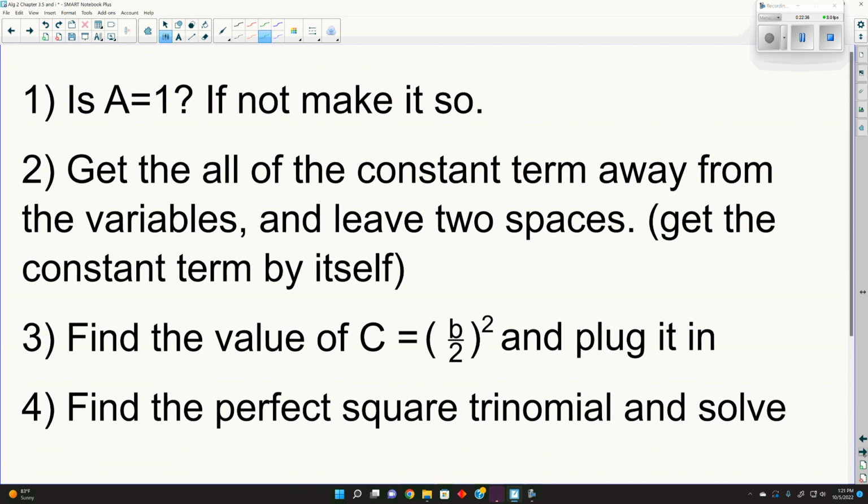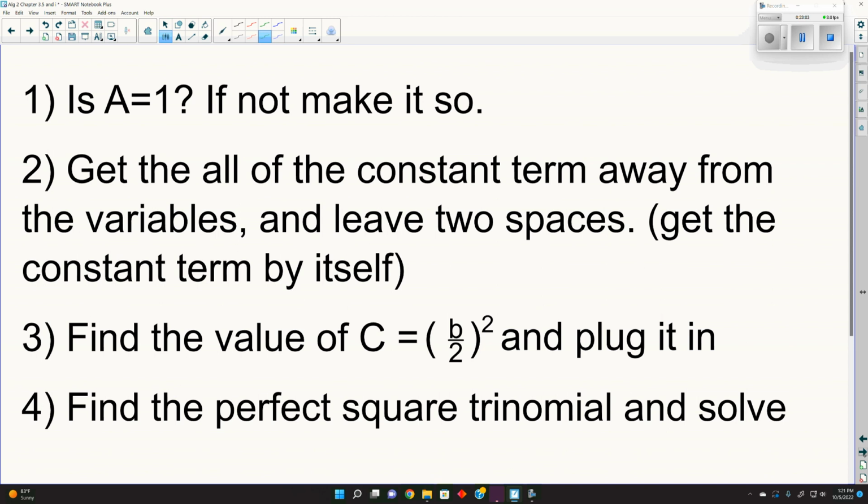Now, let's see here. Okay. These here are the main steps in solving an equation by completing the square. The first step is a equal to 1. If not, we're going to make it so. So if it was 2x squared, we have to divide everything by 2. Get all the constant terms away from the variables and leave 2 spaces. Get the constant terms by itself.